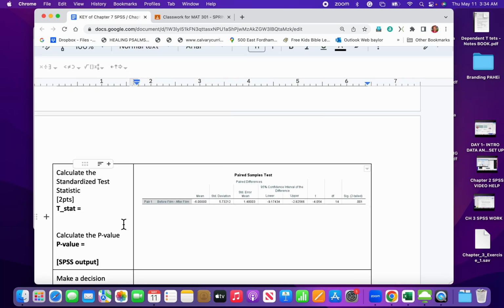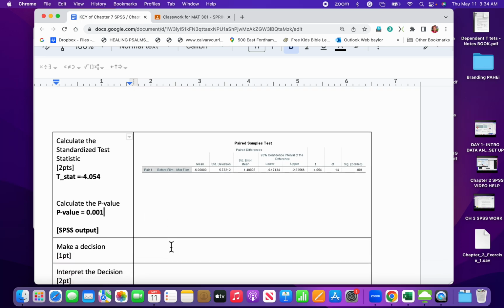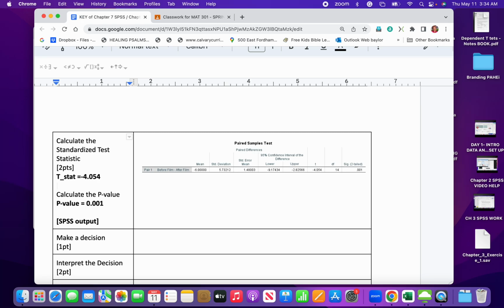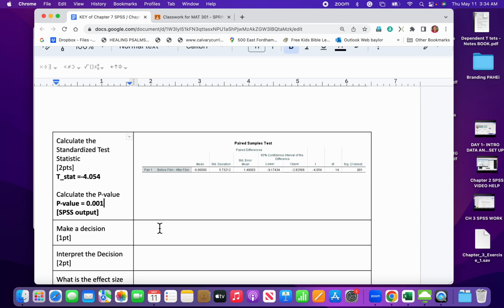So my t-statistic here is negative 4.054. The p-value is 0.001, very close to 0. That's what we have so far. Okay.